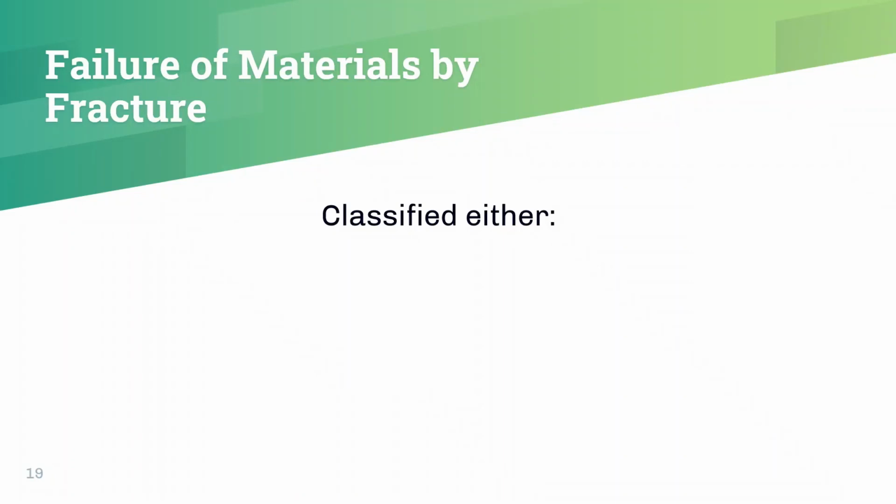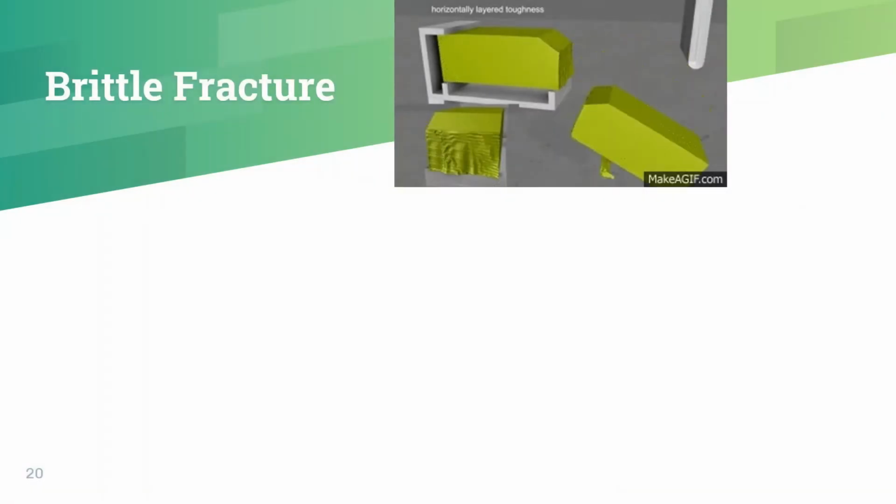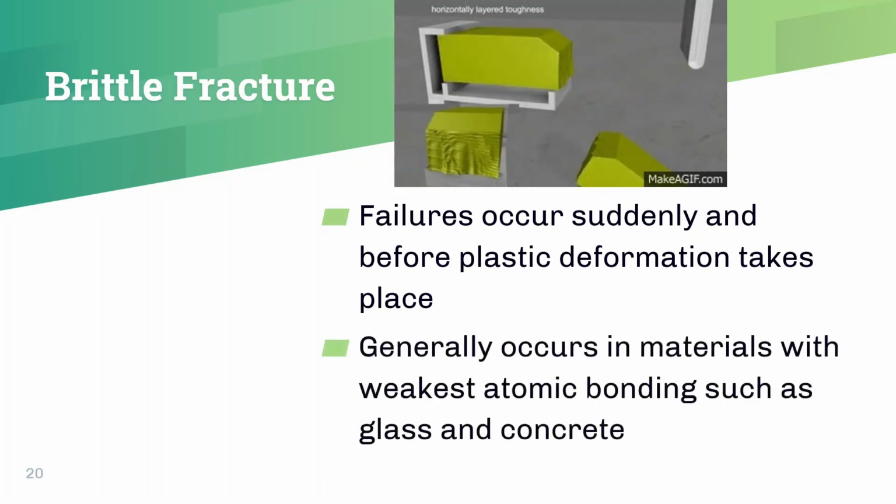Failure of materials by fracture. Una, brittle fracture, then ductile fracture. Brittle fracture. These are the failures that occur suddenly and before plastic deformation takes place. So bago pa man pumunta sa plastic deformation, magkakaroon na ng brittle fracture. Generally occurs in materials with weakest atomic bonding such as glass and concrete.